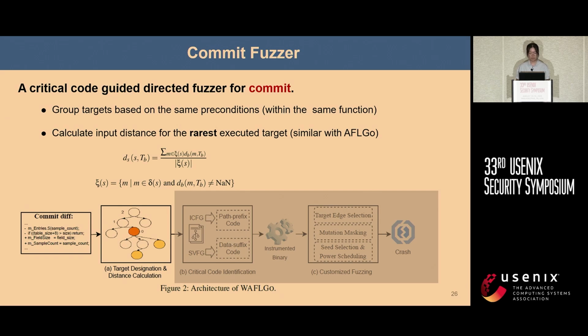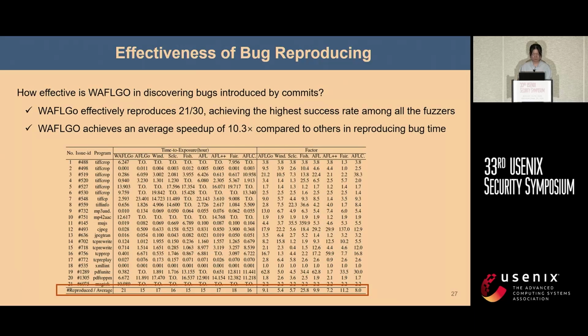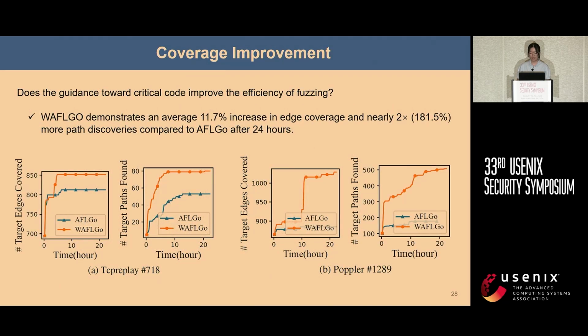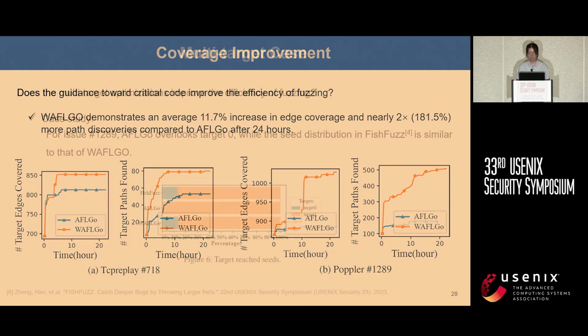And then we will move to the evaluation part. We have compared AlphaGo with 8 fuzzers on the effectiveness of bug reproducing, and AlphaGo successfully reproduced the most bugs with an average speedup of 10 times. We also evaluated the edge and path numbers AlphaGo and the baseline discovered during fuzzing. We can find that AlphaGo performs much better.